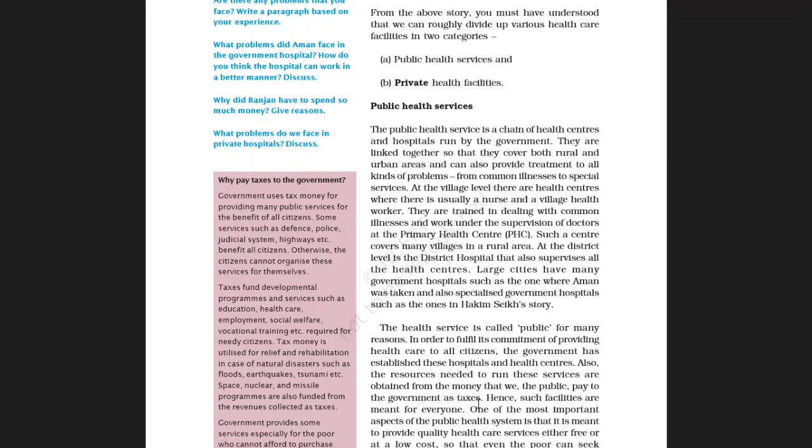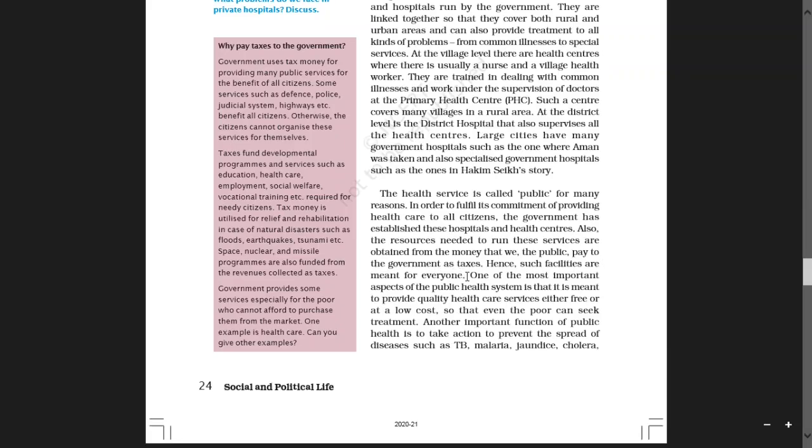So, all the resources needed to run these services are obtained from the money that we, the public, pay to the government as taxes. Whatever taxes the government collects from us, they utilize for the resources of hospitals. Hence, such facilities are meant for everyone.